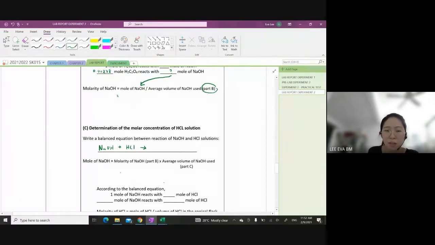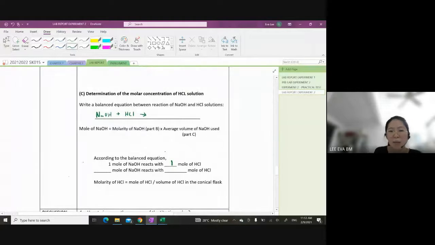After you have done the mole of NaOH, we do the stoichiometry again, but this time for part C. According to the balanced equation, 1 mole of NaOH reacts with 1 mole of HCl. So this one is standardized. And then how many mole of NaOH react with how many mole of HCl.